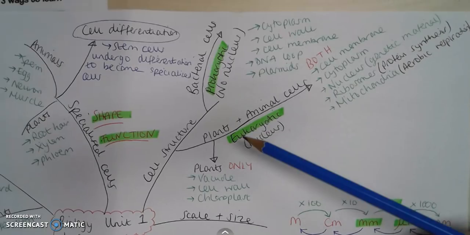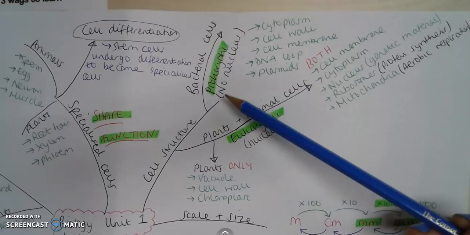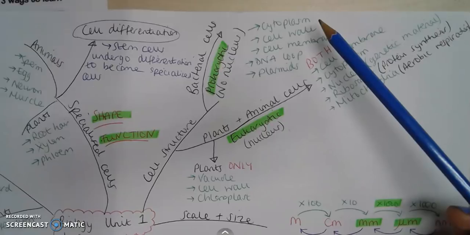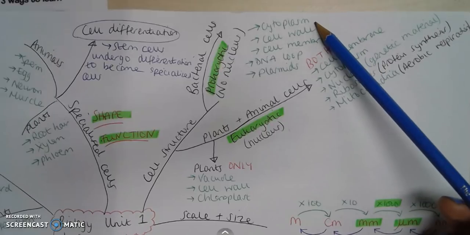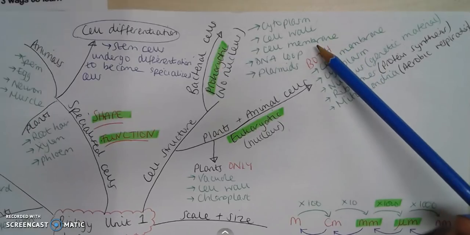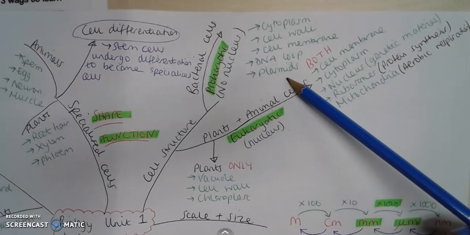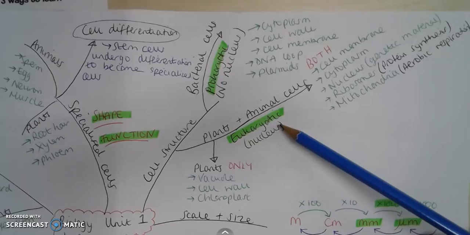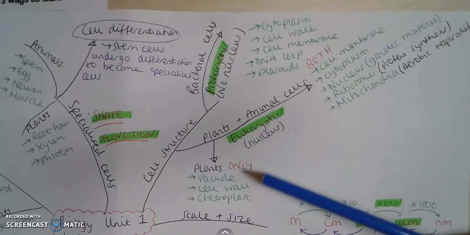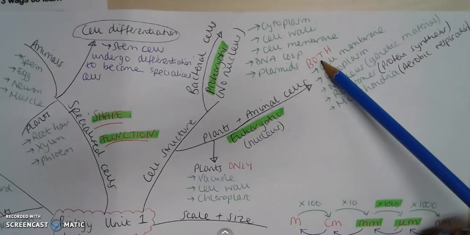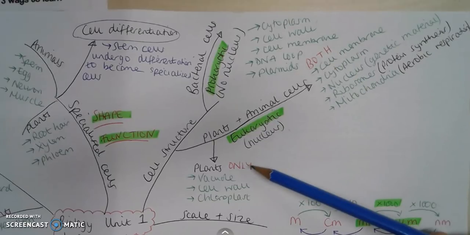So, thinking then about your prokaryotic cells, they contain key subcellular structures such as cytoplasm, cell wall, cell membrane, DNA loop, and plasmids, which are also circular DNA. With your eukaryotic cells, we need to bear in mind the things that are included in both animal and plant cells, and also the ones that are just in plant cells only.